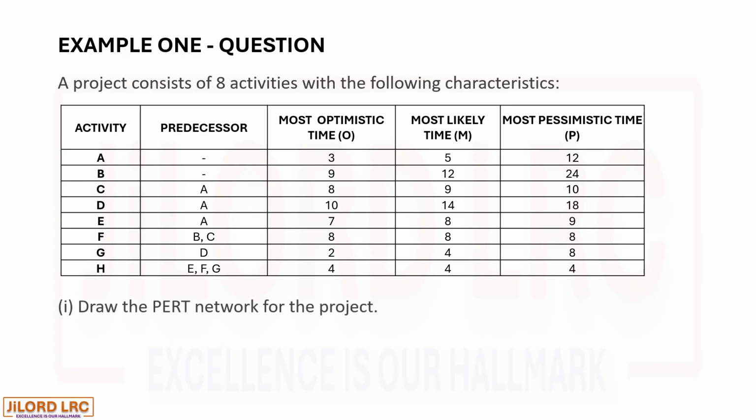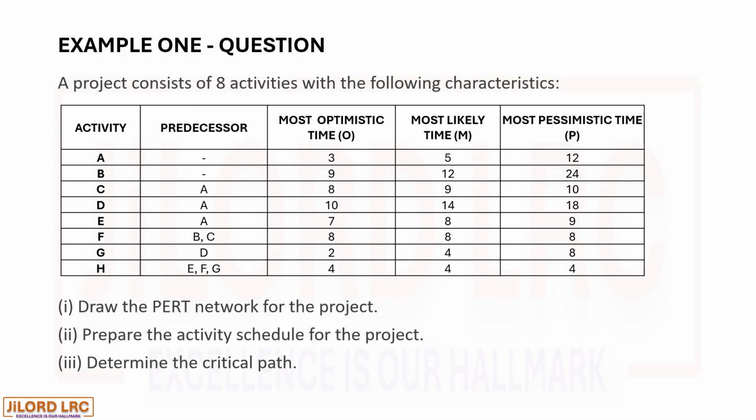1. We are required to draw the PERT network for the project. 2. We have to prepare the activity schedule for the project. And 3. We have to determine the critical path. Let us look at how this will be done.